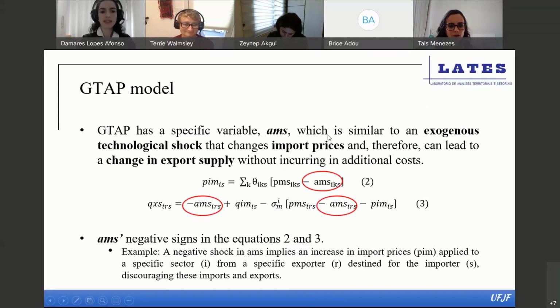The AMS has a negative sign in equations 2 and 3, and because of that, for example, a negative shock in AMS implies an increase in import prices applied to a specific sector from a specific exporter destined for the import. This encourages these imports and exports. But because of the general equilibrium model's nature, the change in import price impacts not only these specific sectors and regions, but also all regions and all sectors in the GTAP model.